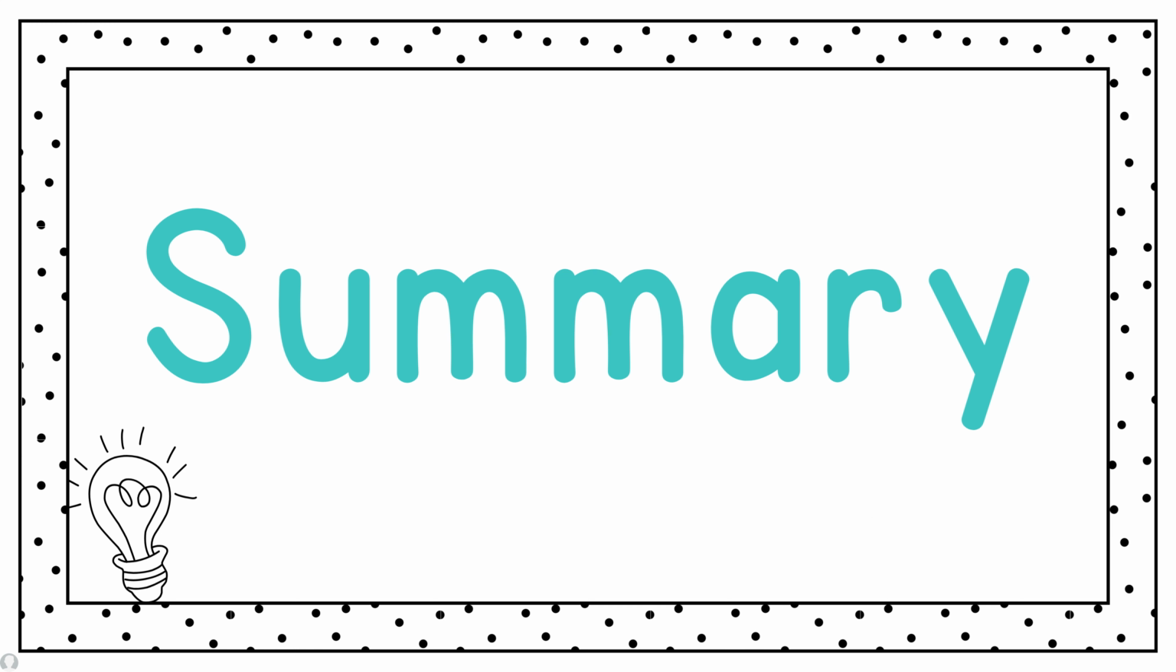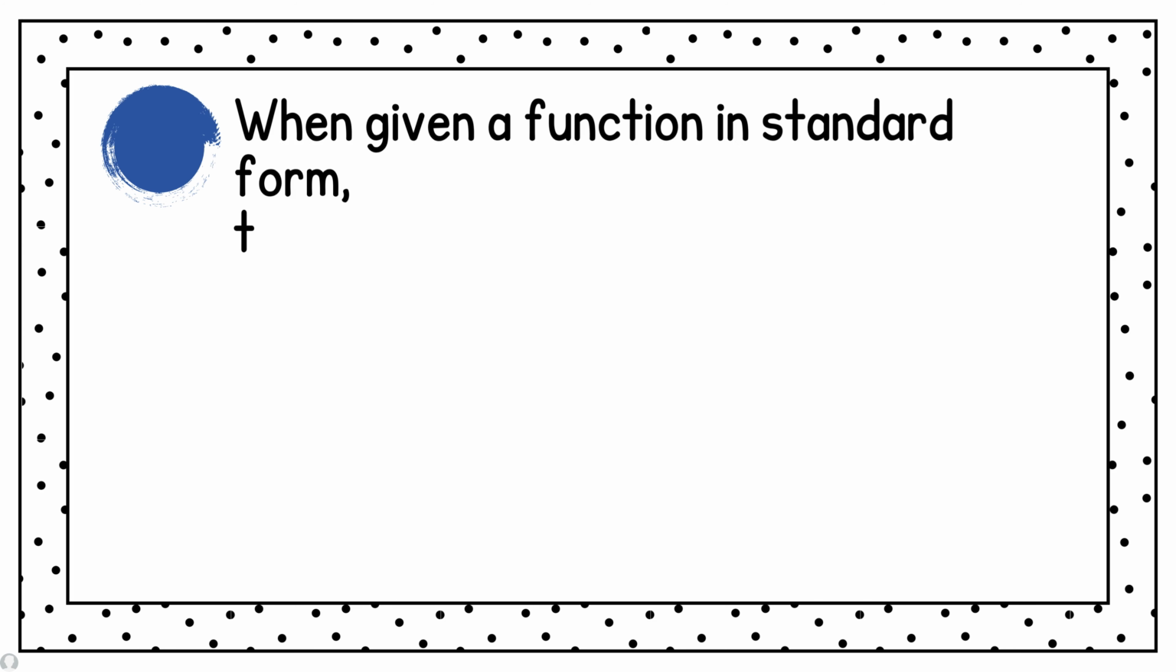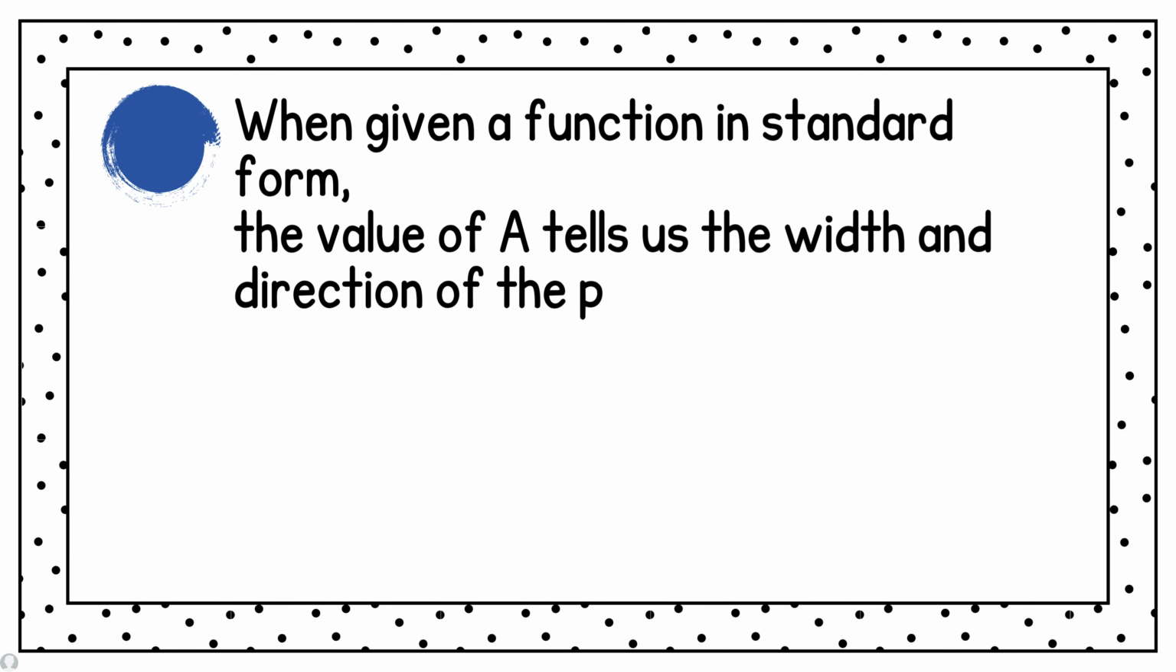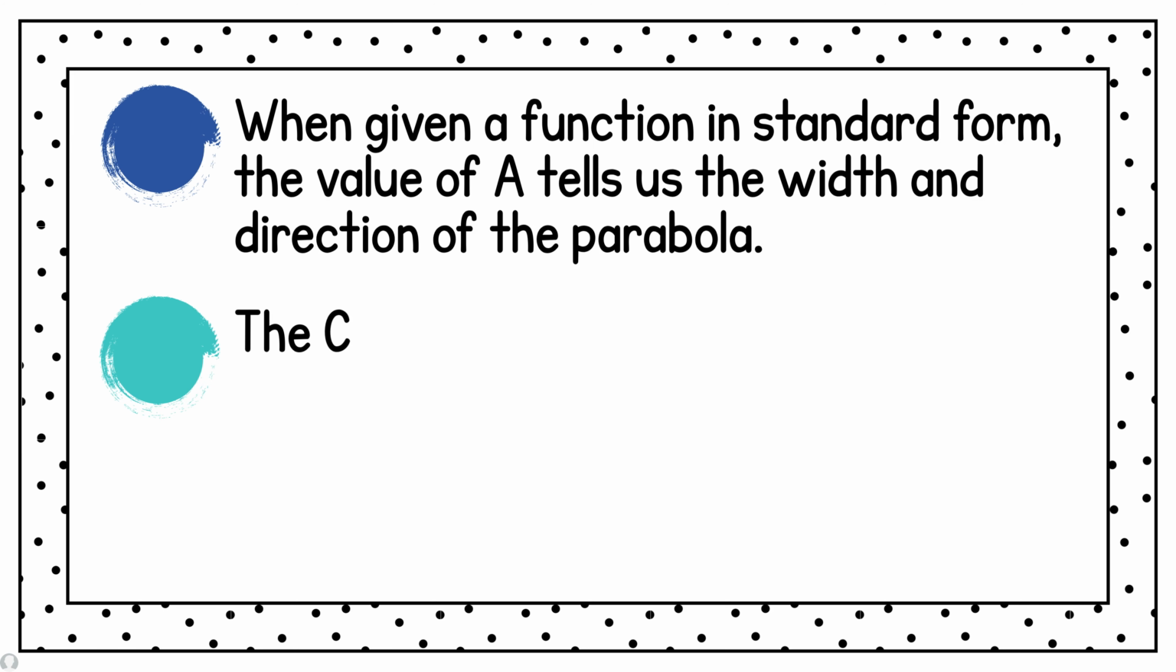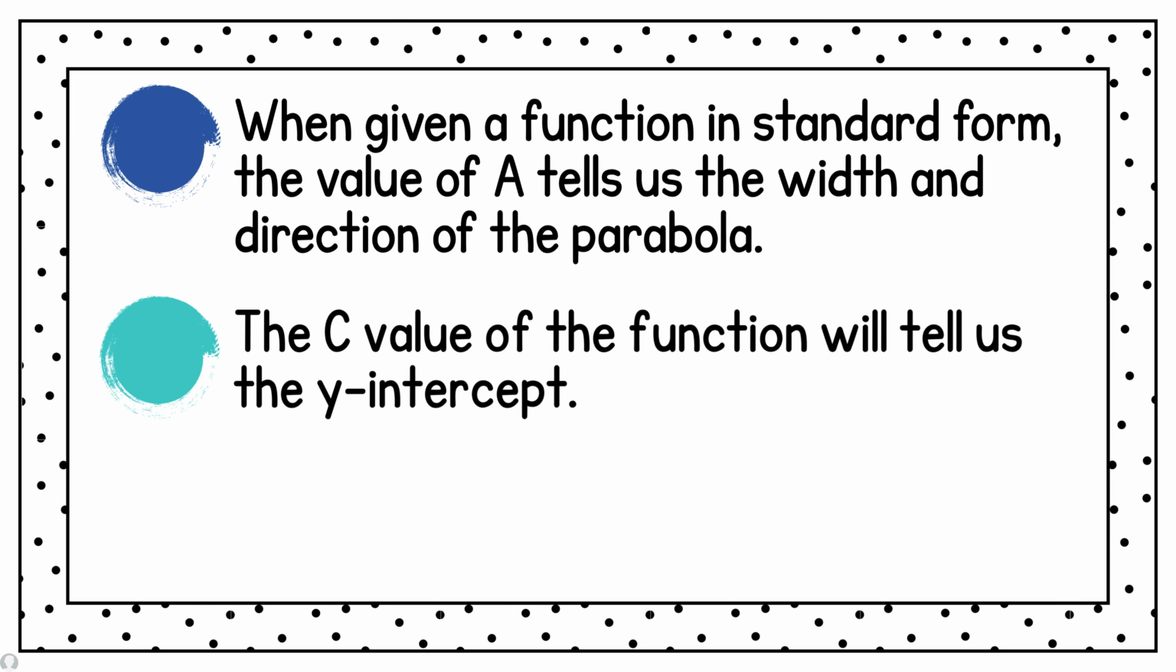Now let's summarize what we've learned. When given a function in standard form, the value of a tells us the width and direction of the parabola, and the c value of the function will tell us the y-intercept.